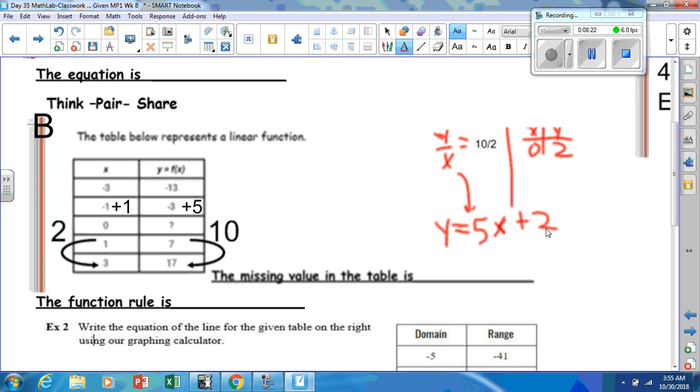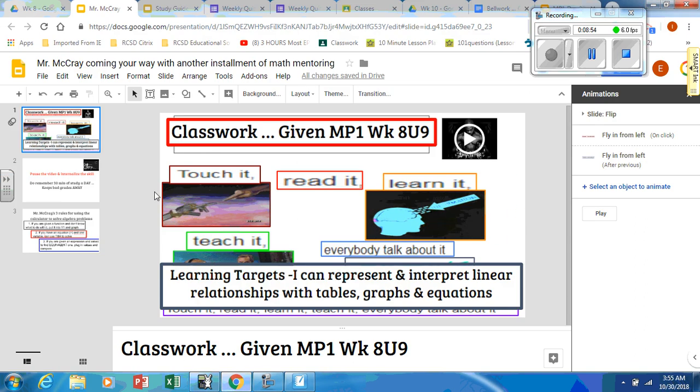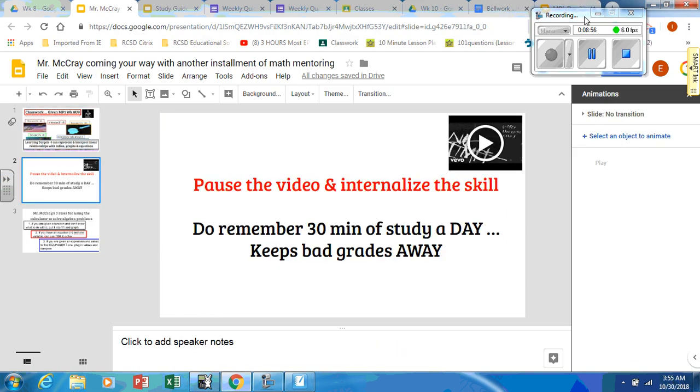All right, we're going to pause the video. When we come back, we're going to get into the rest of the questions in this homework set. Clearly, you know by now that in order to touch it, feel it, learn it, teach it, and subsequently talk about it, we have to internalize this information. 30 minutes of study a day keeps bad grades away. All right, we'll come back for part 2 shortly.